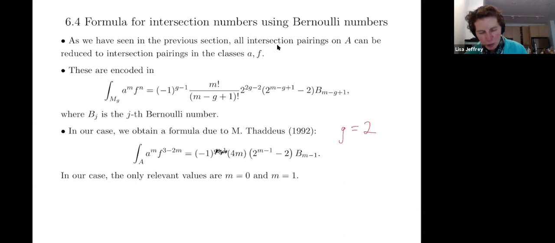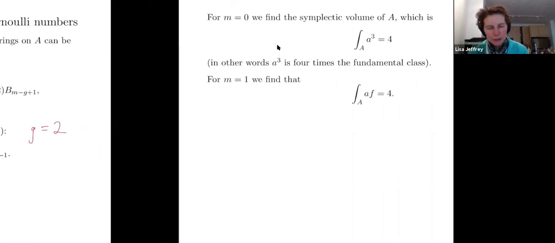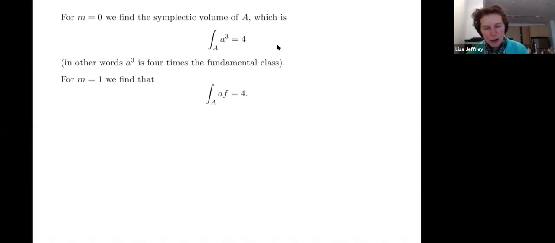Restricting to G equals 2, you get this formula. And we need M and N to be greater than or equal to 0, and to add to the dimension of the manifold. So the only relevant values are N equals 0 and N equals 1. So what you extract in this case is that the integral of A cubed is equal to 4. This is the symplectic volume. And for N equals 1, you extract that the integral of A times F is also equal to 4.